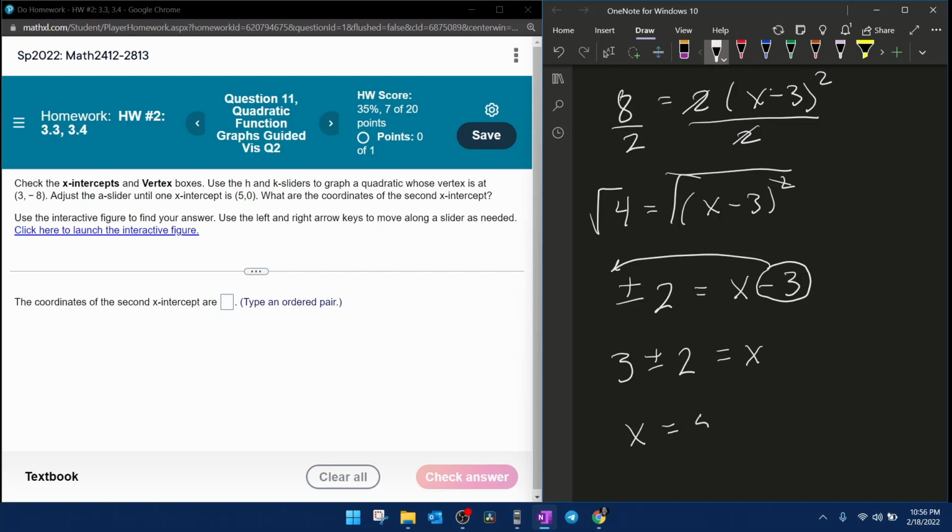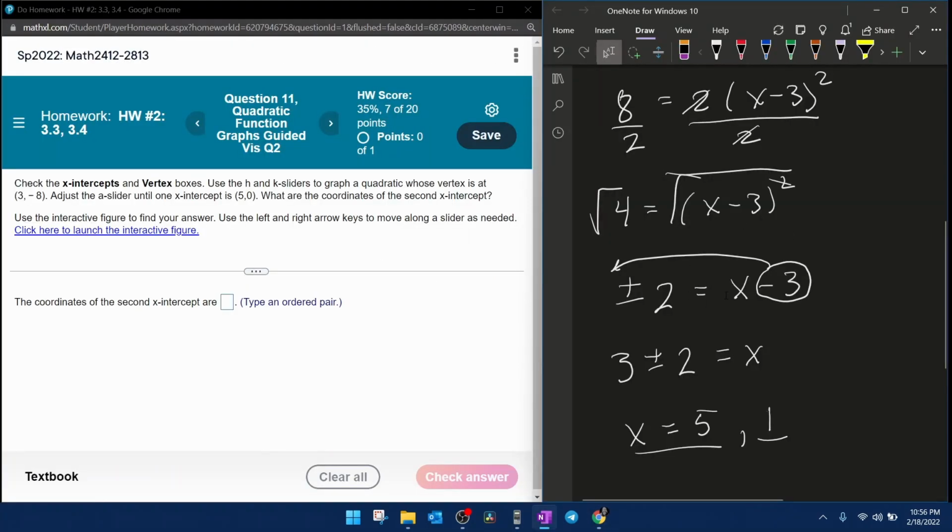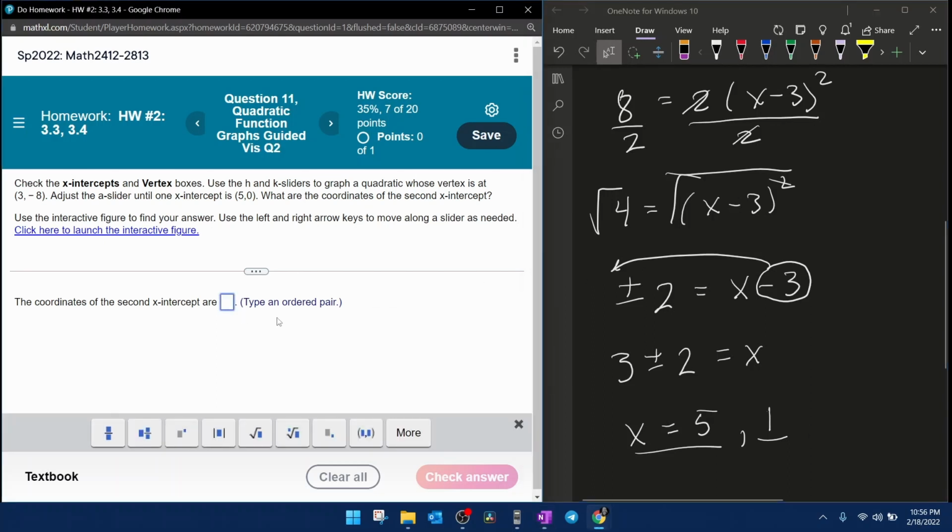So 3 plus 2 is 5. Notice that was the x-intercept given. 3 minus 2 is 1. That is the x-intercept we found from the interactive figure. So this is the algebraic approach to solving this particular problem. And notice it does say type an ordered pair, so please don't miss this just because you didn't input your x-intercept as an ordered pair.